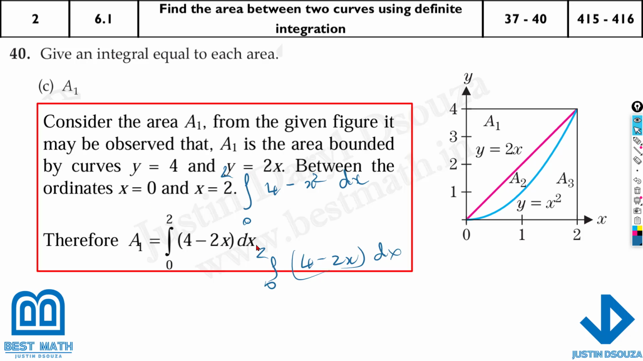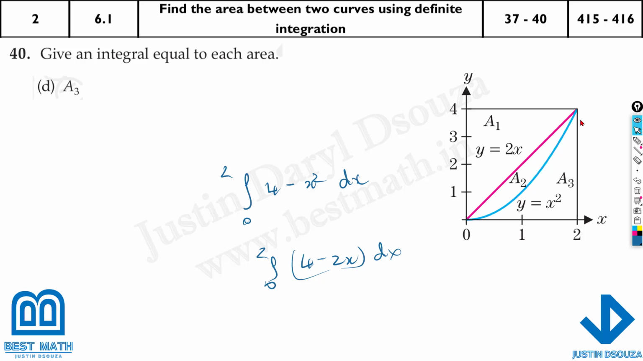I hope that's clear. And lastly, what is A3? A3 will be, now this is easier if you write it along dy. So it'll be 0 to 4. It's along dy. So right side, what is it? 2 minus square root y. That'll be A3. Or if you want to write in dx, it'll be x squared minus 0.